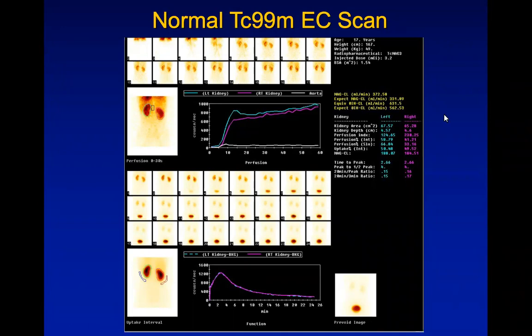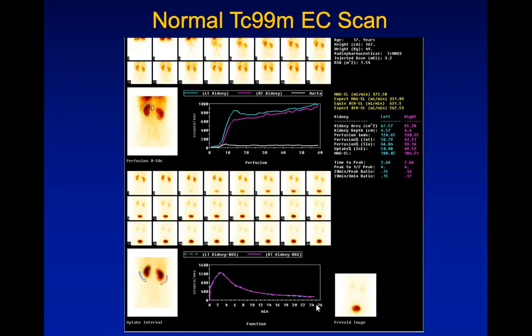The time to peak and the clearance T half. Now, usually 2 to 3 minutes is the normal time to peak. It's 2.66 on each side. As you can see, between 2 to 3 minutes it's peaked. Peak to half peak is the clearance T half, so it's 4 minutes on both sides. This should be below 10 minutes. Normal clearance T half is less than 10 minutes.